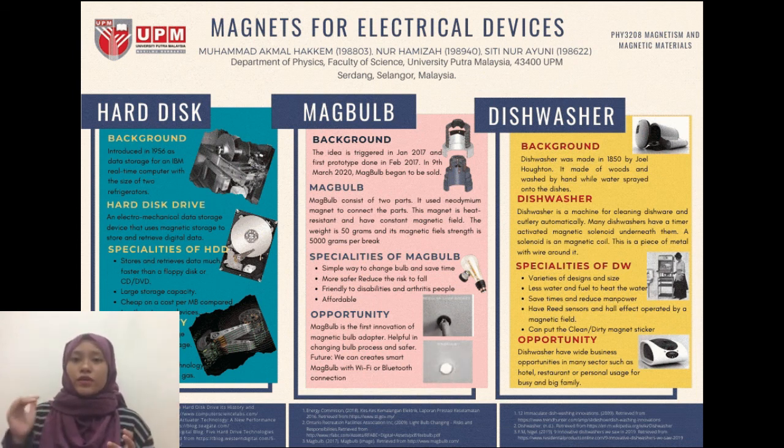Then this dishwasher also has innovations from 1850 until now, 2020. The innovation that I found is that the dishwasher has reed sensors and Hall effect sensors that are operated by a magnetic field. So before this, the magnet was only at the solenoid, right? But now in that dishwasher it has sensors.